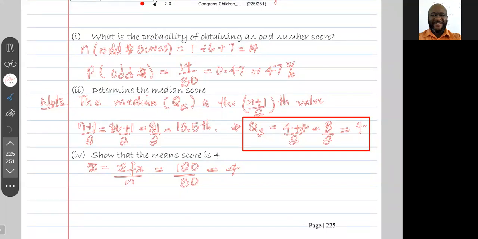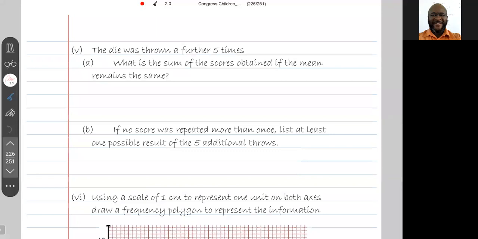Remember, the way to get the average would be to add up all of the scores and then divide by the number of scores. When we added up all of the scores, we got 120. So when they threw the die the first 30 times, the scores added up to 120. Guys, we're now told that the die was thrown a further 5 times. So now it's gone to 35. What is the sum of the scores obtained if the mean remains the same?